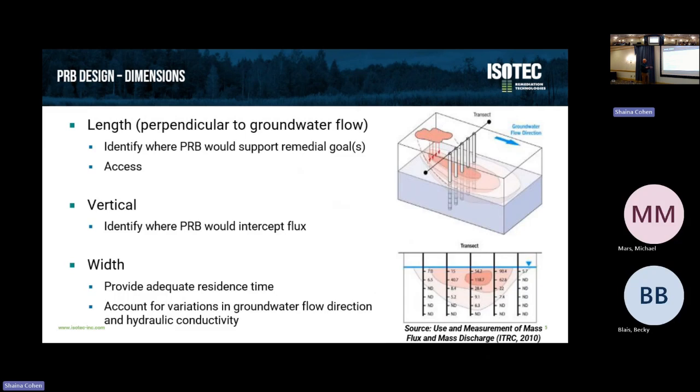And then the width of the PRB, this is the dimension in the direction of groundwater flow. The key component is providing adequate residence time. We want this to be an effective barrier. We want the contaminants to come in, and we don't want the contaminants to go out. So we want to have appropriate reaction time such that the contaminants are not coming in and some of them are still going out. And we want to account for variations in groundwater flow as well as hydraulic connectivity, which can vary vertically and along the length of the PRB.